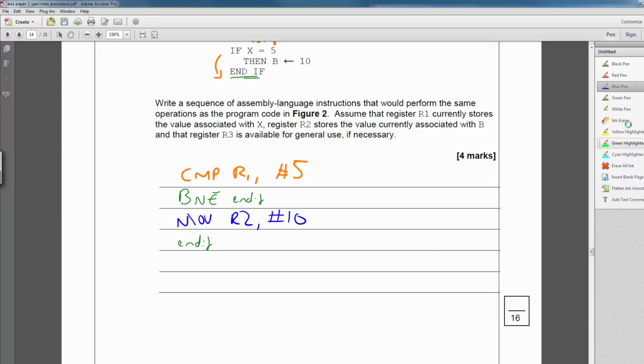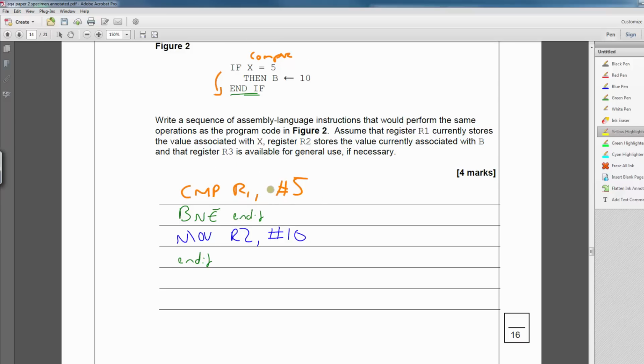So yeah, I think this is going to work. This is just going to replicate the same one as above. So it's firstly going to compare whether 5 is in register R1, and then if it's not equal to this, if this is not true, it's going to branch back to our label.